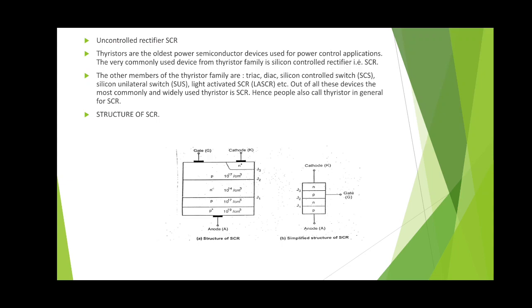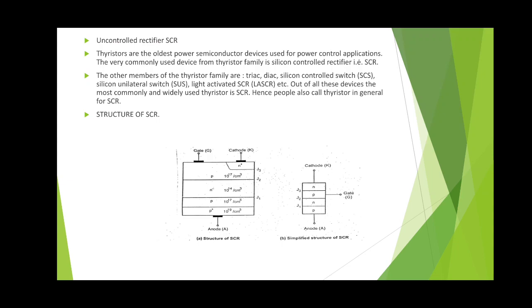The N minus layer is lightly doped. The doping level of this layer is 10 to the power 14 per centimeter cube. The width of N minus layer is 50 to 1000 micrometer. This layer absorbs the depletion layer of the junction J2.